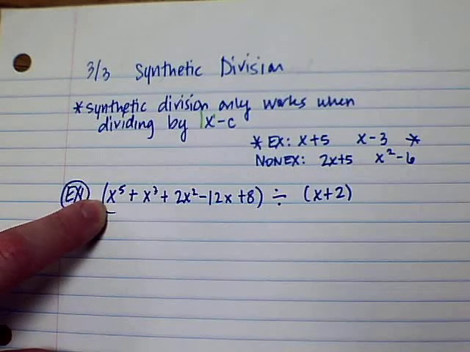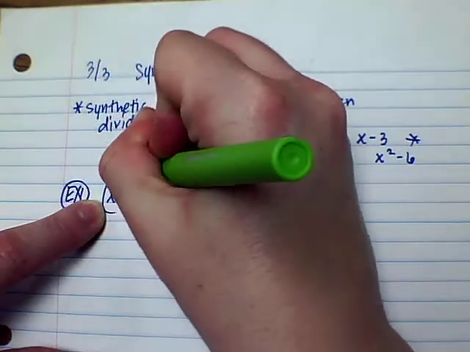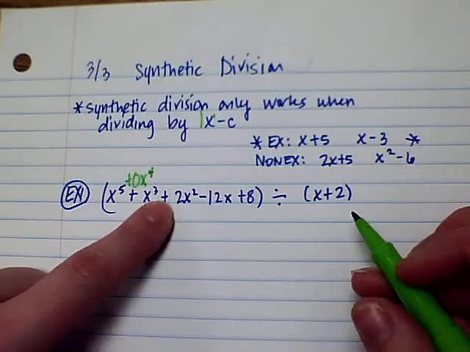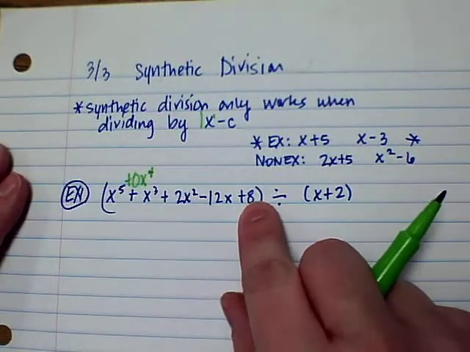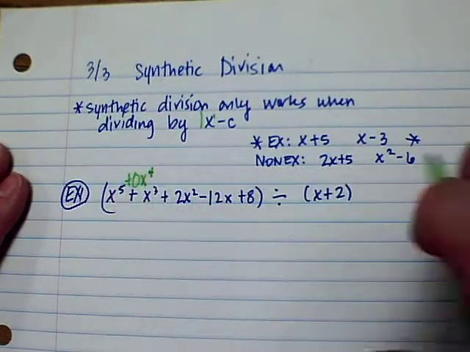So I have x to the 5th. I need to have an x to the 4th. So I'm going to have 0 x to the 4th, 3, 2, 1, none. So that's the only term I'm missing.